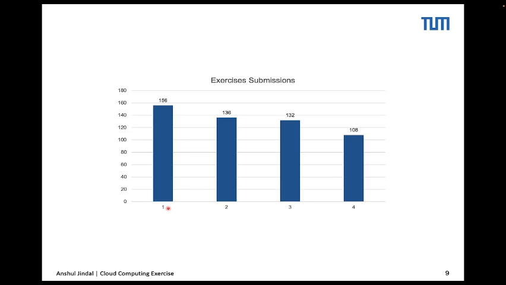This is just to show you how the number of successful submissions for the exercises has progressed so far. Initially in the first exercise, there were around 150 students, 150 groups. And for the last exercise, it dropped down to around 100. So around 50 maybe left or felt it is difficult. So let's see the last exercise.